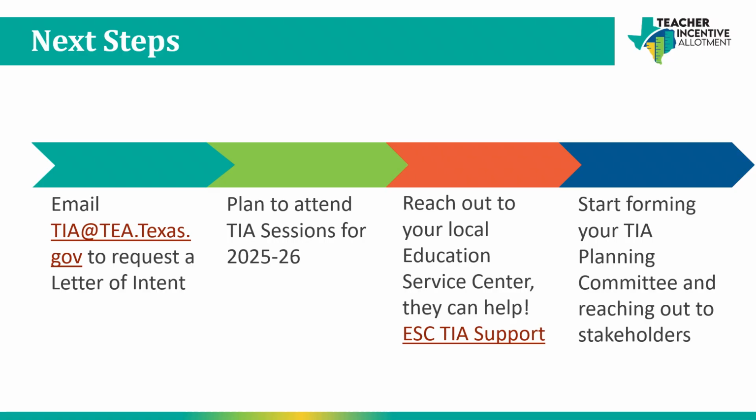In terms of your next steps, number 1, email the TIA team. That's TIA@tea.texas.gov to request a letter of intent. Your letter of intent is not binding. It's just you letting us know you're considering applying for the Teacher Incentive Allotment and submitting an application in April of 2026. Once you do that, you will then get all kinds of resources.